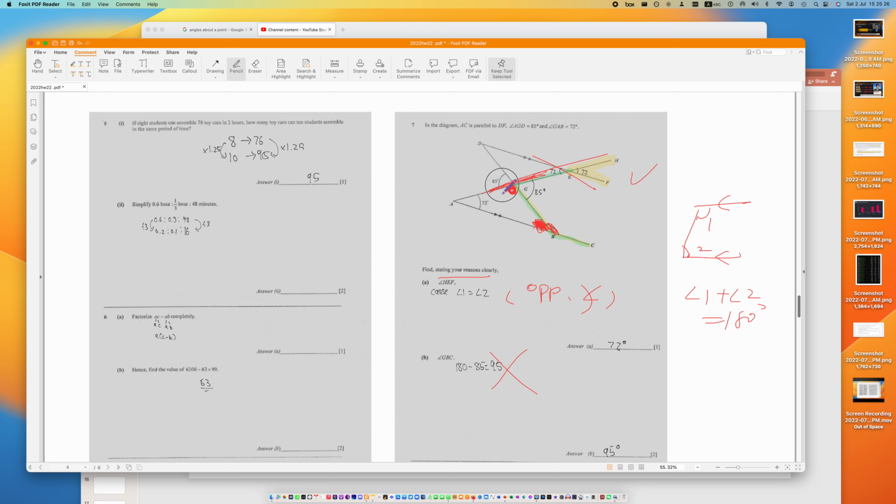These two, they add to 180, right? Yeah. So you can get this red one already. So what is the red one?